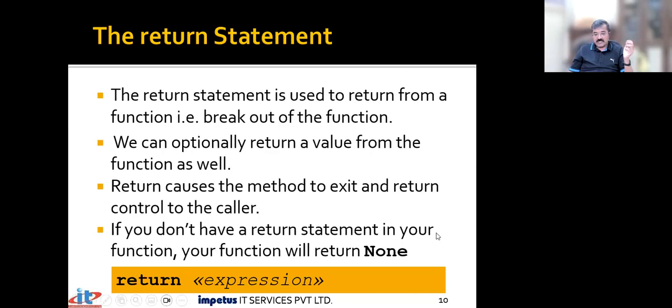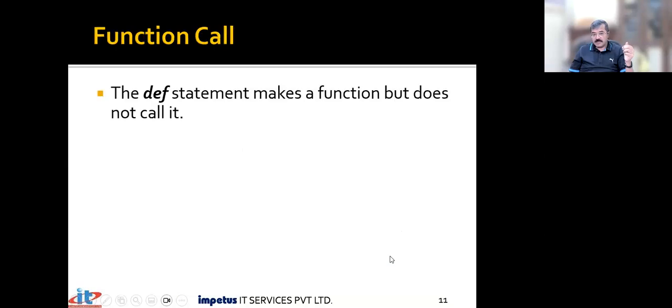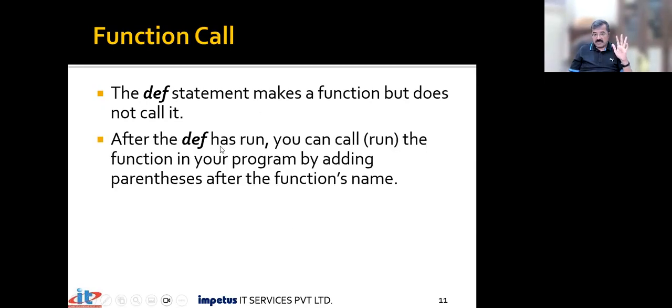If you don't have a return statement in your function, the function will return None. None is a special value that indicates this function is not returning anything. So you can just say return, or you can say return expression. When you don't say anything as expression, it will return None. So when we write this def, we are actually creating a function. We are not calling it. After def has run, you can call a function in your program by adding parentheses to the function name.